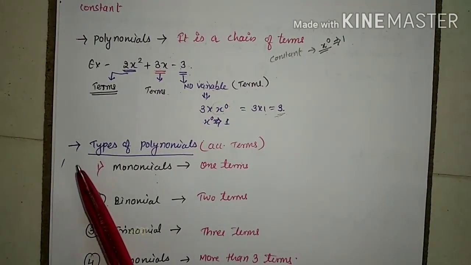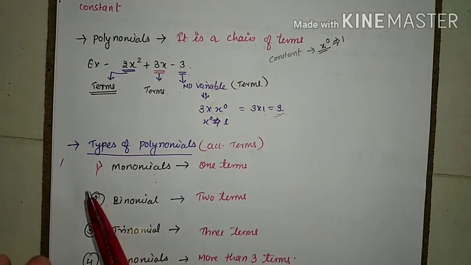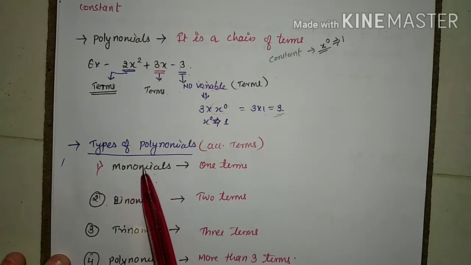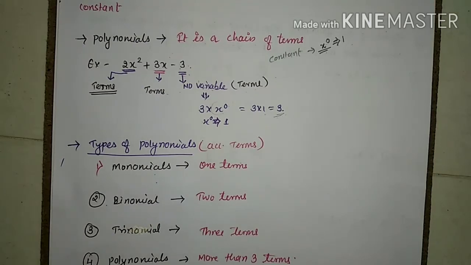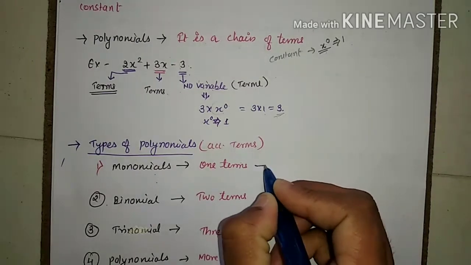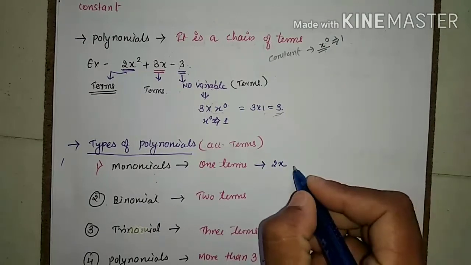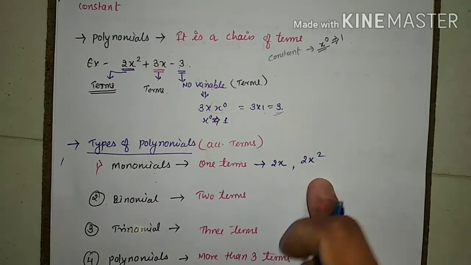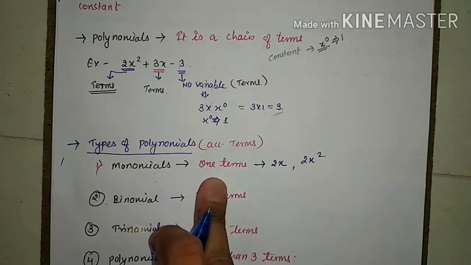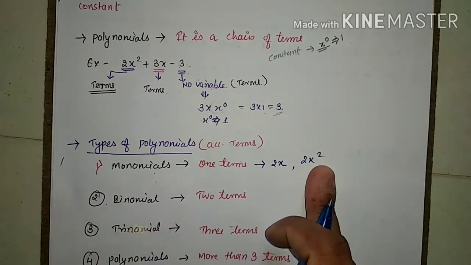Types of polynomial. These are types of polynomial on the basis of the terms. On the basis of terms, you can just see monomial, M-O-N-O-M-I-A-L. Monomial means one term. What is the meaning of one term? Just see, I am writing the examples here to make it clear. If I write 2x, monomial. If I write x power 2, x square, again it is a monomial. Why? There is one term. Here we are not talking about the power. We are going for the terms. So this is called monomial.